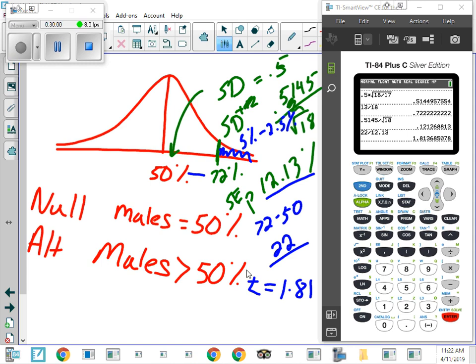We reject the null and we say, according to our survey, we believe there are more males in Orangeville than females. Could we be wrong? Yeah, of course. That's the beauty of statistics. You never tell anybody you're sure. You just say, yeah, we don't think so, or we think so. Okay?